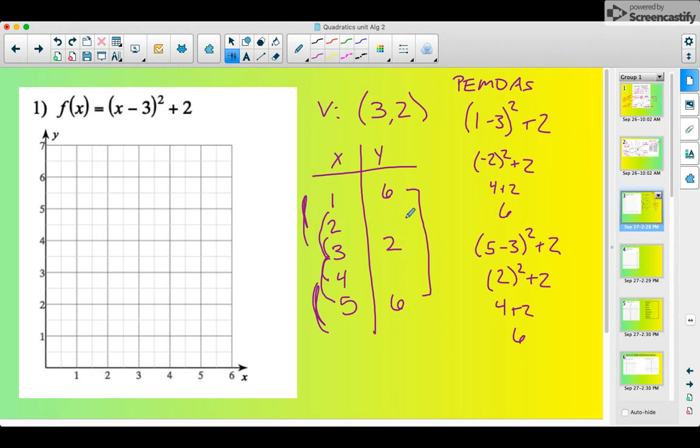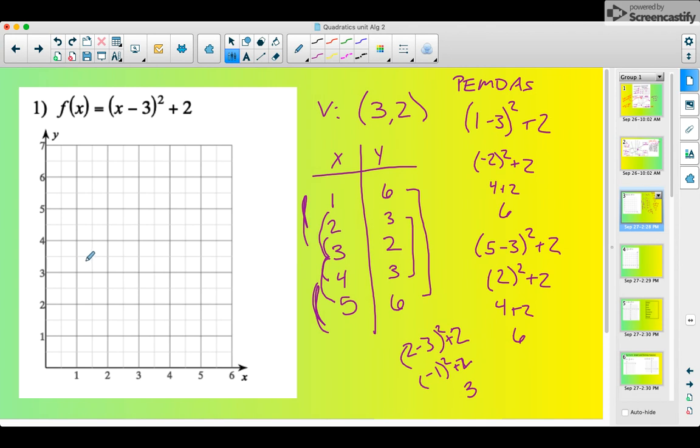Then that should also be true here to here, from 4 to 2. So if I plug those in, 2 minus 3 squared plus 2, I get negative 1 squared plus 2, which is 1, plus 2, which gives me 3. And if I were to plug in 4, I would get the same thing.